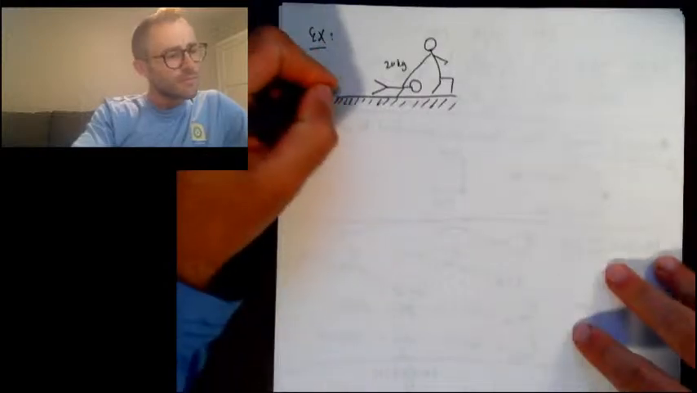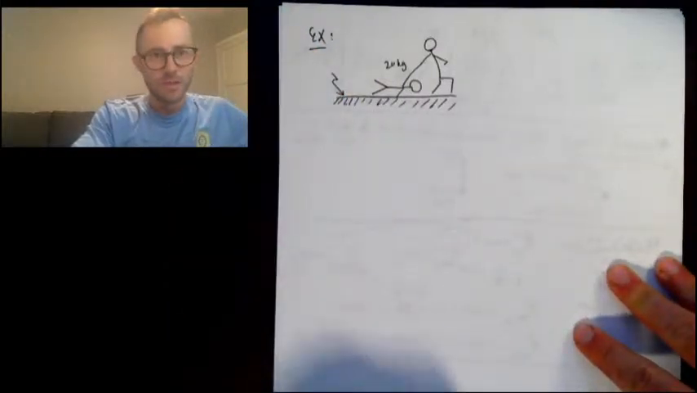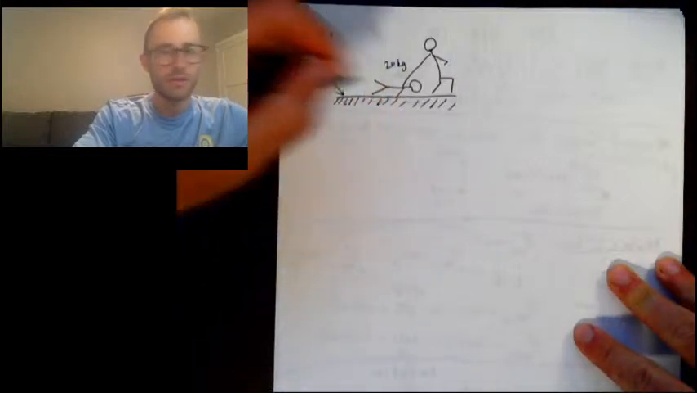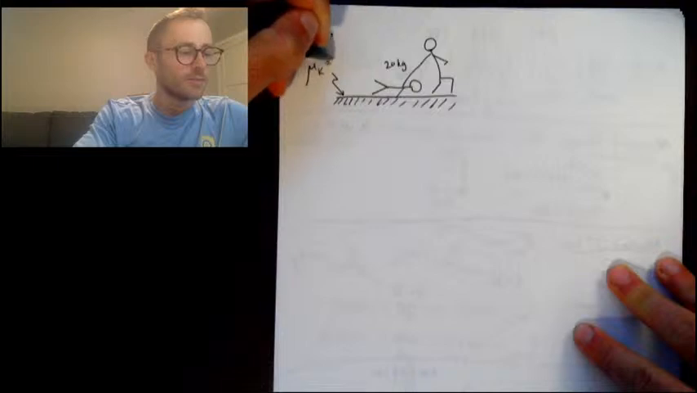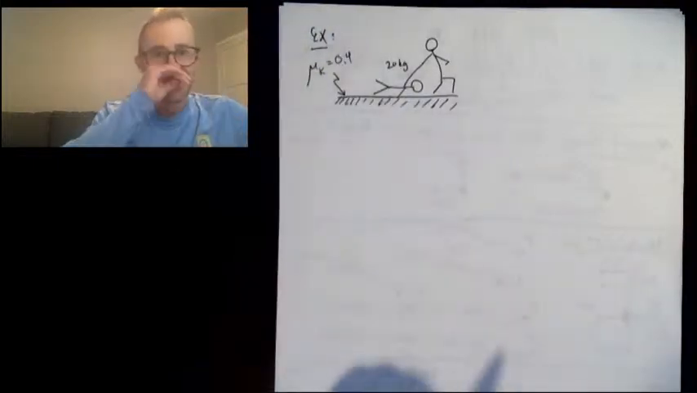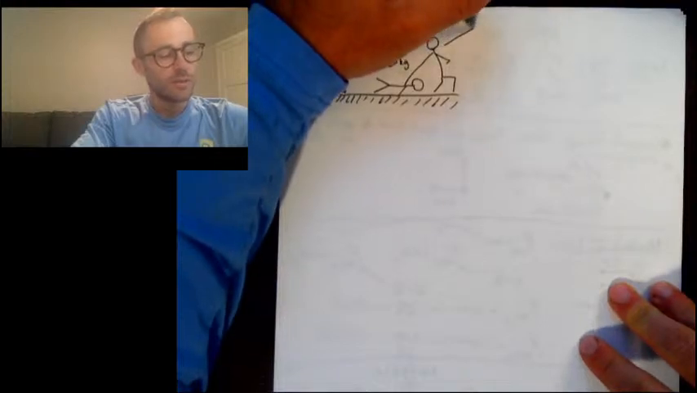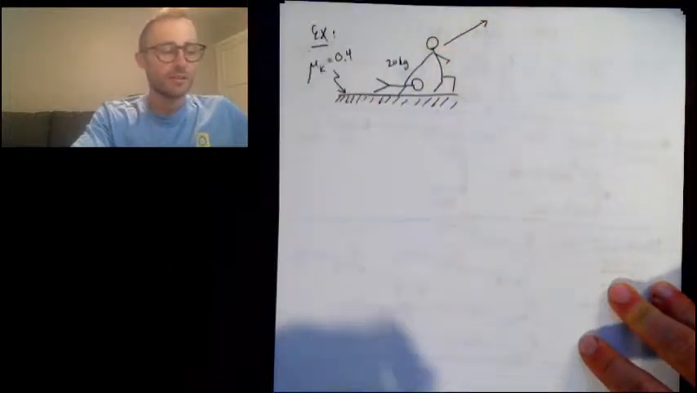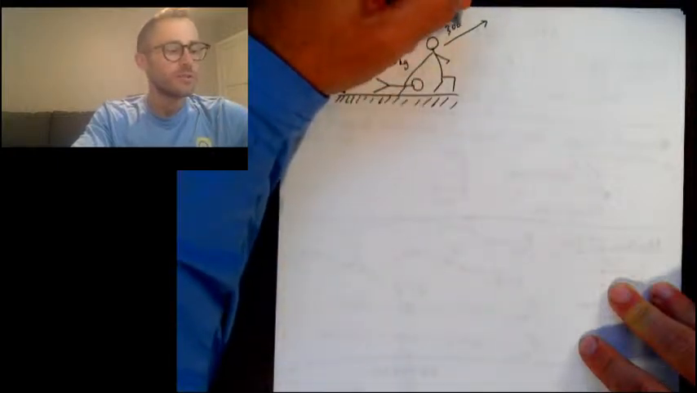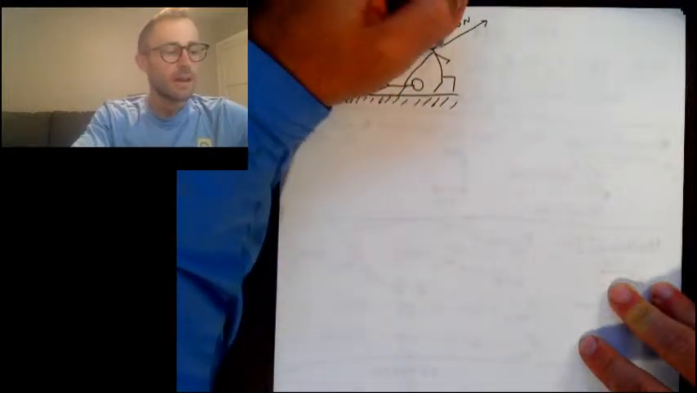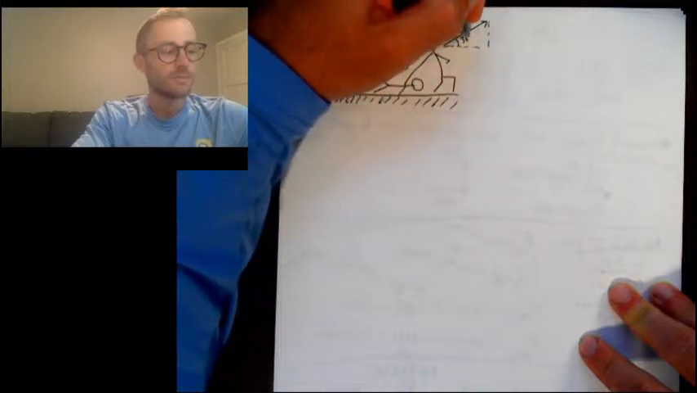So let's suppose that the coefficient of kinetic friction between the child and the playground floor is 0.4. Okay. And let's assume that the parent is dragging the child with 300 newtons at an angle of 30 degrees above the horizontal. Okay?